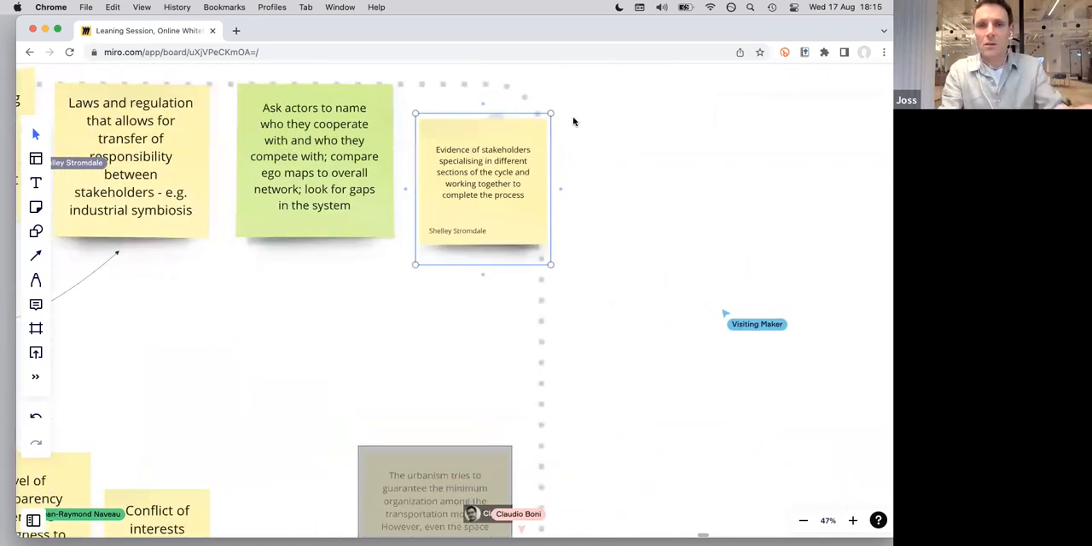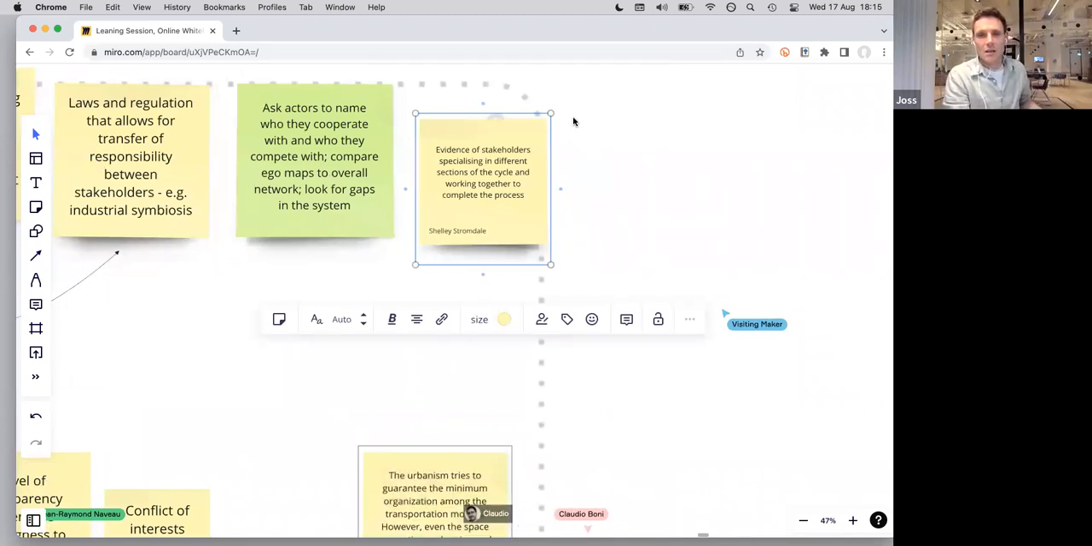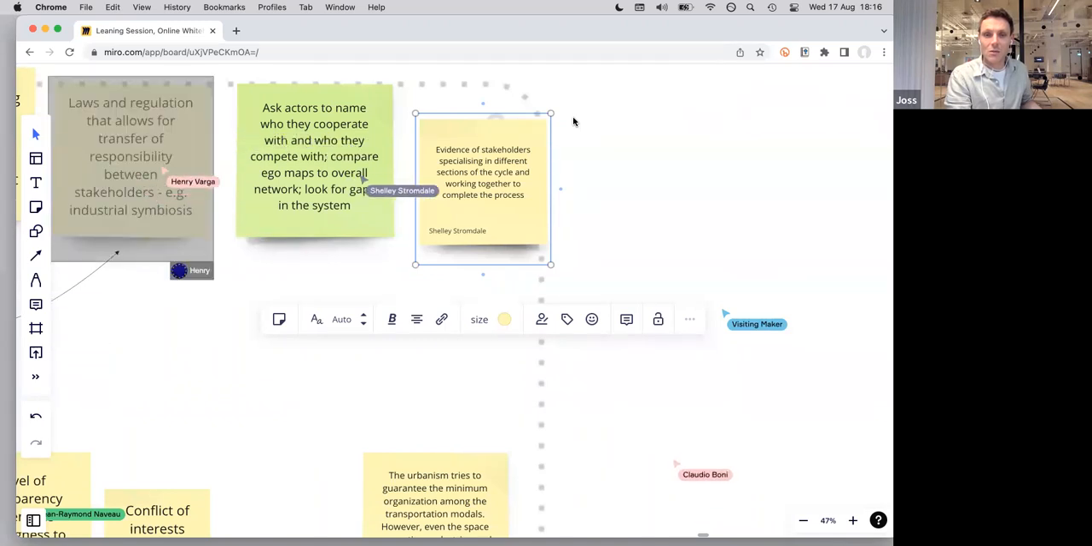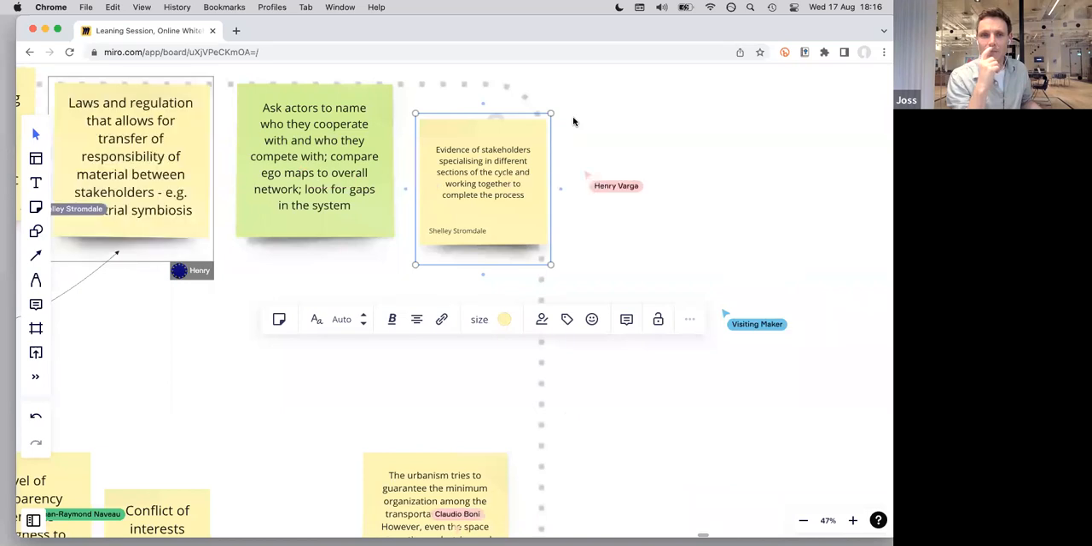Evidence is from Shelley. Evidence of stakeholders specializing in different sections of the cycle and working together to complete the process. Yeah, supply chains, I guess, would be a good example. Ask actors to name who they cooperate with and who they compete with. Compare ego maps to overall network. Look for gaps in the system. Good one. Looking for gaps, that's something we could be assessing for too. Are there actors that should be here that are missing? Are there things here that should be missing? We should be assessing for that.